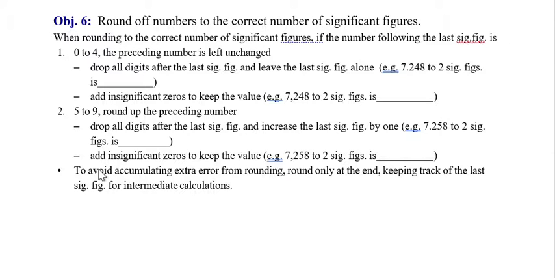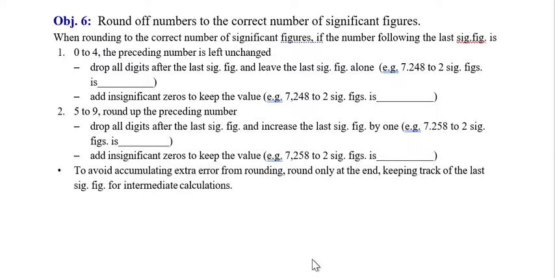And we are allowed to add insignificant zeros to keep the value as well. So here we have that similar number, this one up here, but this is 7,258. If we're going to report that to two significant figures, we're not just going to say this is 73, because we're going to round that 2 up to a 3. We also have to add some insignificant zeros, so this would be 7300. That's how we would report that.